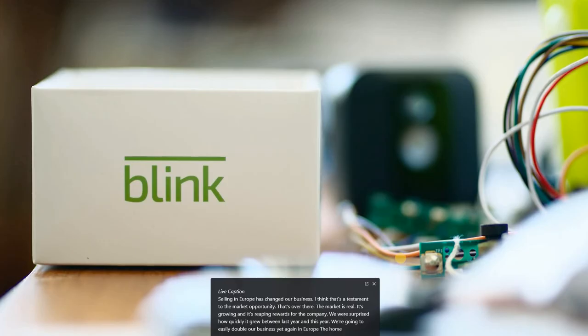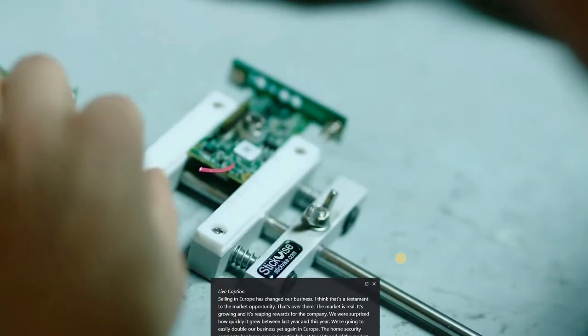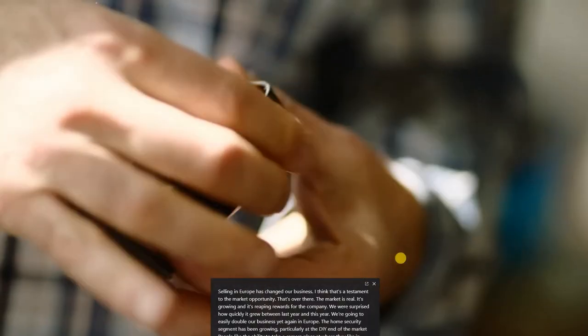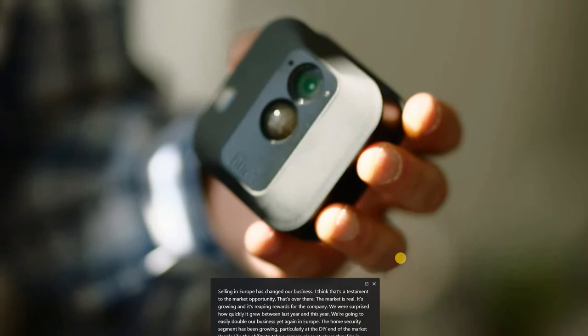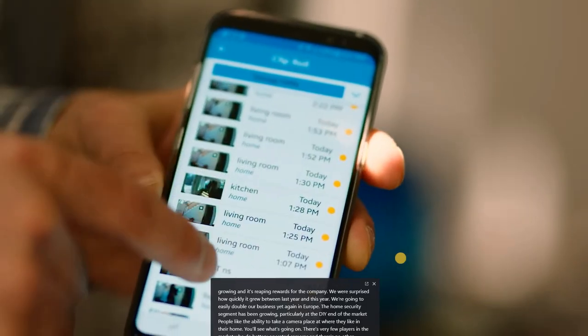The home security segment has been growing, particularly at the DIY end of the market. People like the ability to take a camera, place it where they like in their home, be able to see what's going on. There's very few players in the market who do battery-operated cameras, and there's no other company that has the technology that we bring to the table to create that sort of optimal system for the consumer who wants to protect their house.